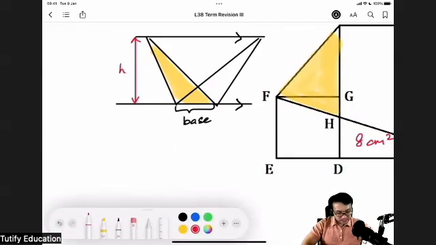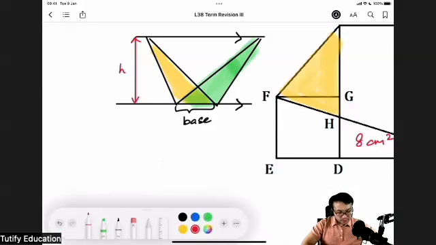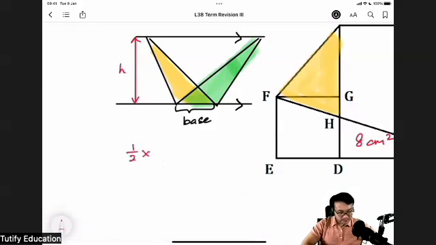Now, I want you to look at the green triangle. I'm going to highlight this green triangle. Does it have the same base as the yellow triangle? Yes. Does it have the same height? Yes. And we all know that the area of a triangle is half times base times height. So if both of those triangles have the same base and the same height, do you think they have the same area?